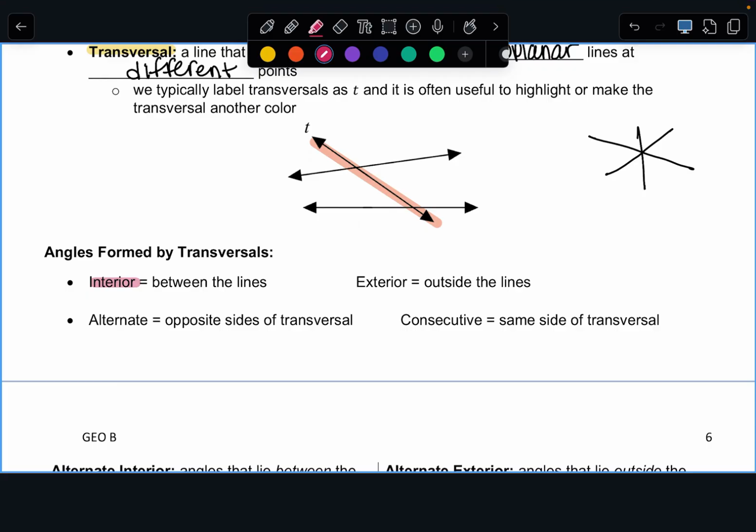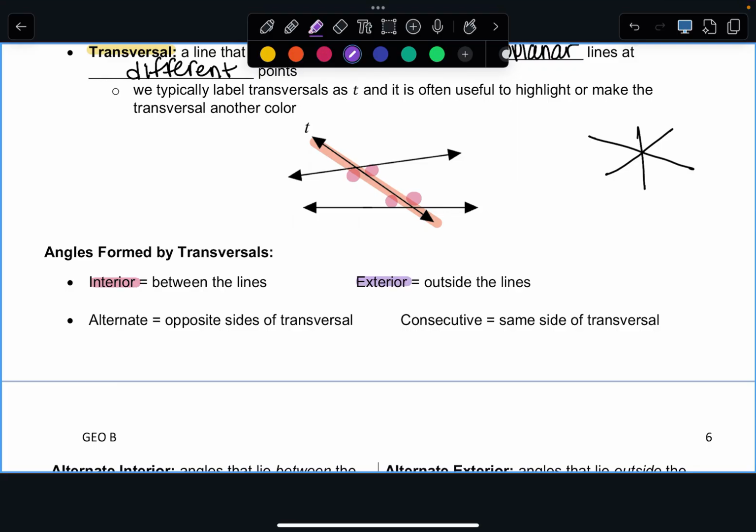No worries. But your interior angles are going to be these 4. 1, 2, 3, 4. Inside the 2 lines. Should I do those dots? Yeah, either color the little angle in, put a dot in there, or put just a little color. But your interior angles are the ones inside, in between the 2 lines.